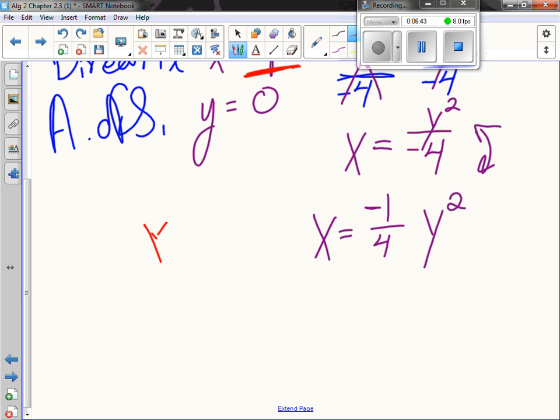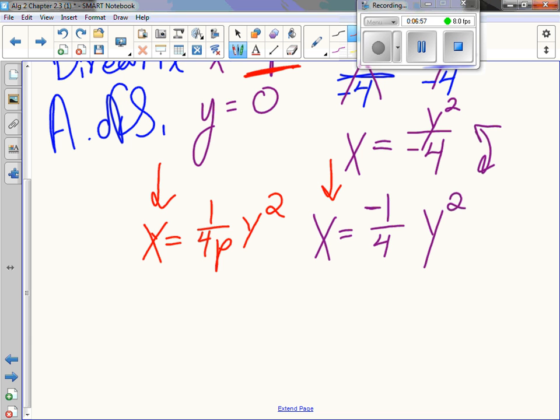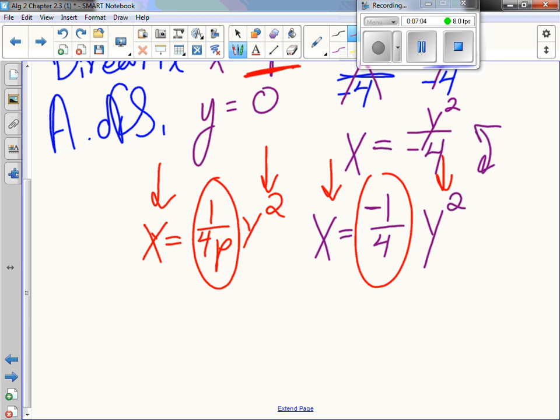Now, what was our original equation? x equals 1 over 4p times y squared. Do these look similar now? They look very similar, don't they? Because we have here x by itself, and here we have x by itself. Y squared, 1 over 4p, and -1/4 now match up, don't they? That's why I wrote it this way. That's why we worked it this way, because now 1 over 4p is matching up with our -1/4. Would y'all agree with that there?